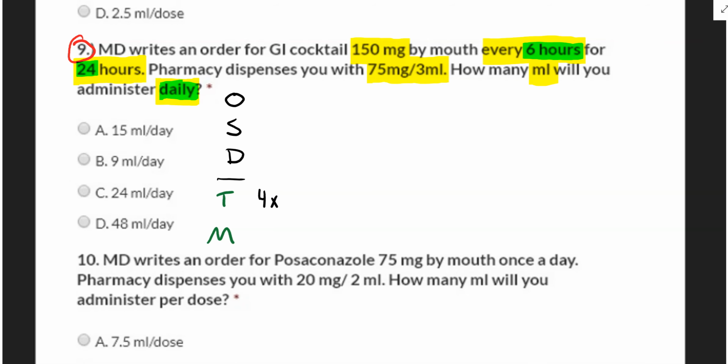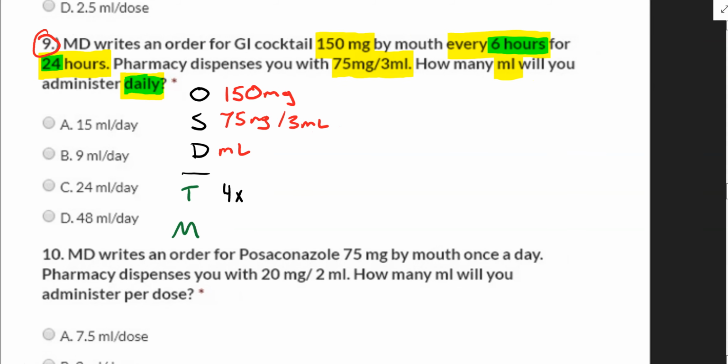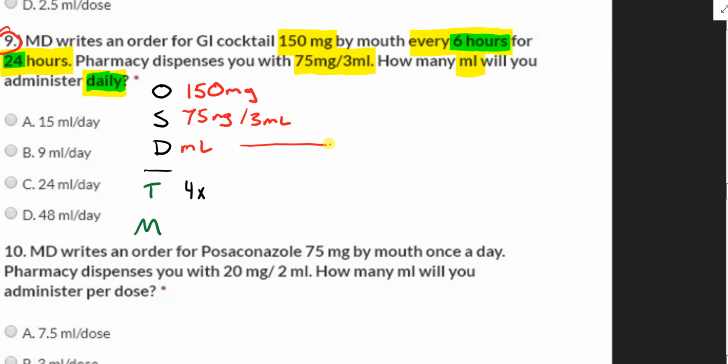Okay, so let's go ahead and start putting things where they need to be. Our order is for 150 milligrams, and then the stock is 75 per 3 mLs, and we want to know the milliliters. Okay, so let's start organizing this. We got our 3 mLs on top. We have that over 75 milligrams. And then this is 150 milligrams.